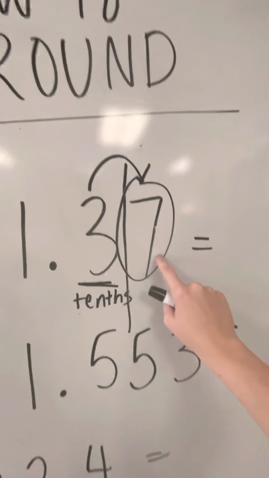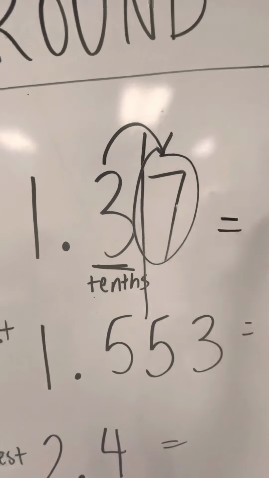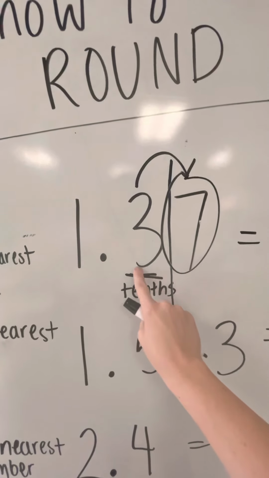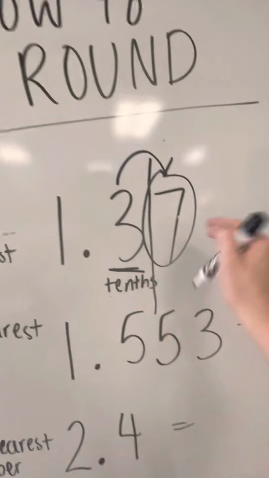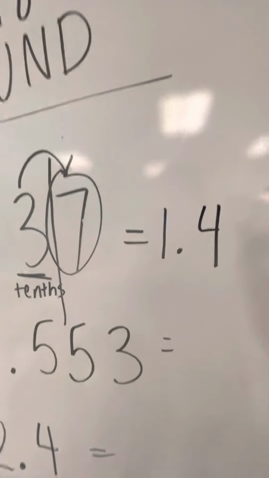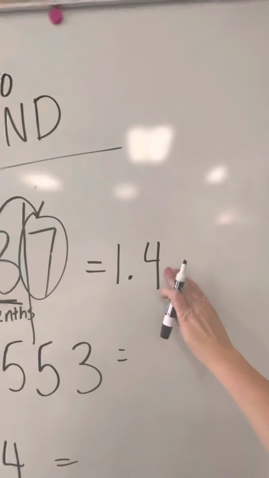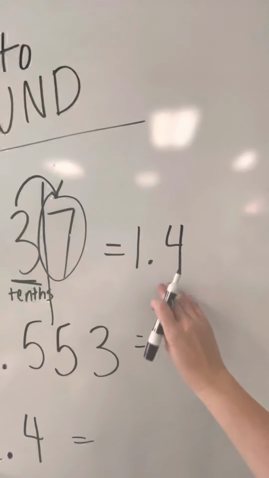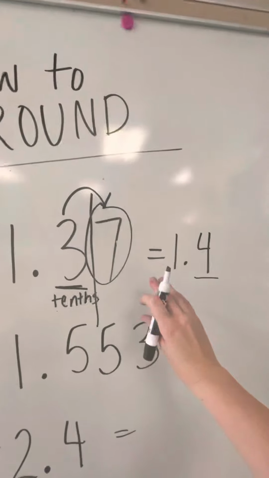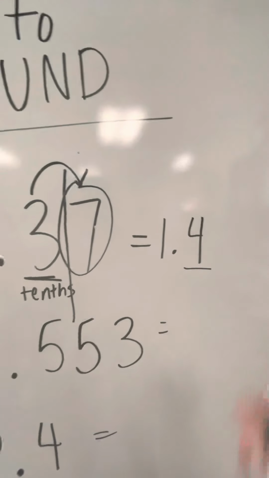So this number is 7, which of course is 5 or more. So we're going to make this a 4. Our new number, rounding to the nearest tenths place, would look like this. There shouldn't be anything that comes after the tenths place. That's where we want to leave off. So 1 and 37 hundredths will become 1 and 4 tenths.